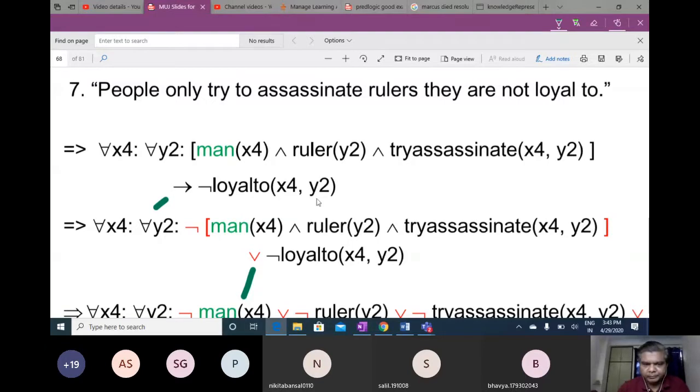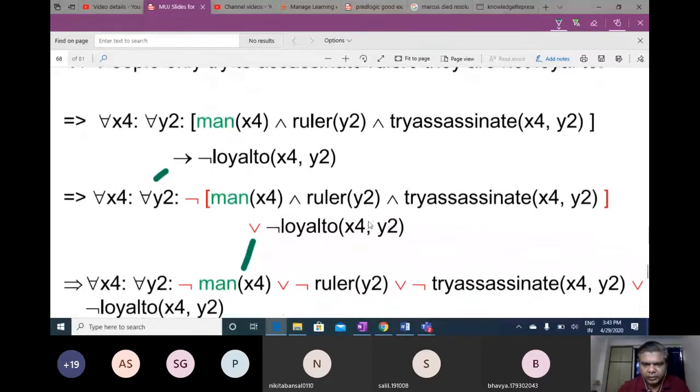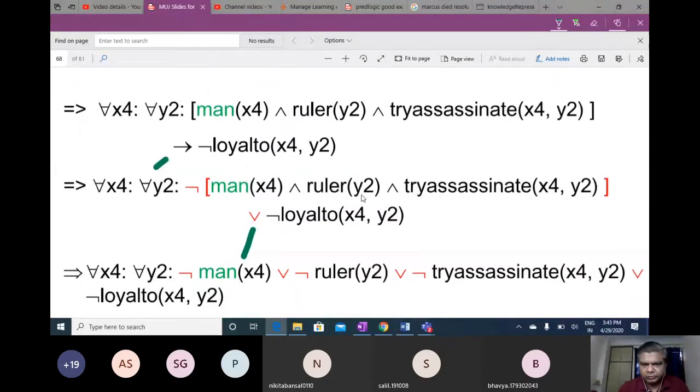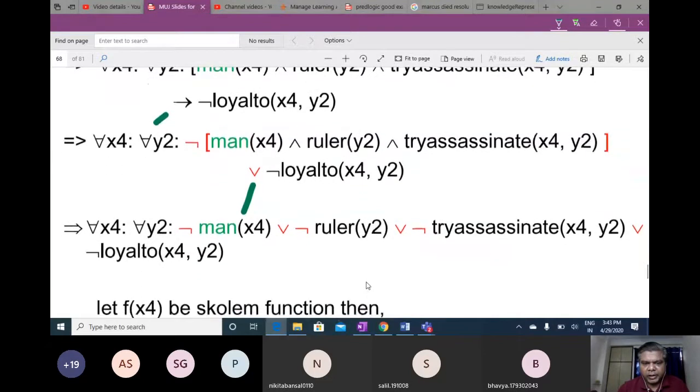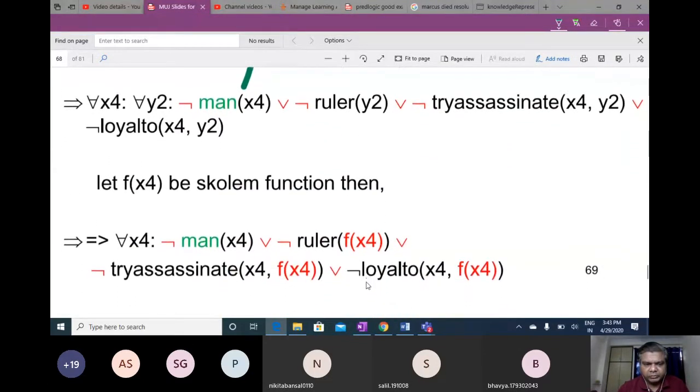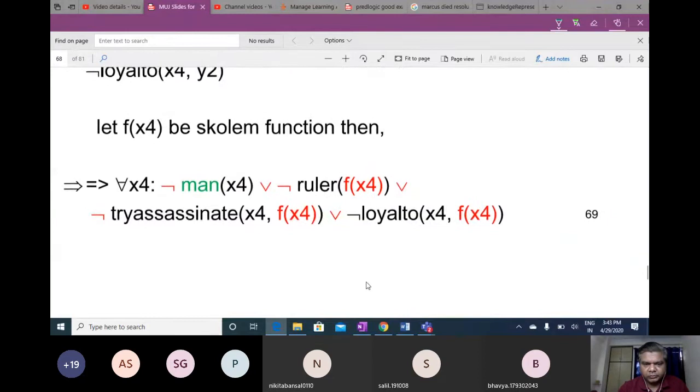What we want to say is, people only try to assassinate rulers they are not loyal to. So we are talking about rulers. This relation is implicit in this. So y2 is a ruler of x4. That's why this y2 is not independent. We cannot have any y2. Ruler y2 has to be the ruler of x4. So that is why y2 has to be replaced by the Skolem function f(x4).